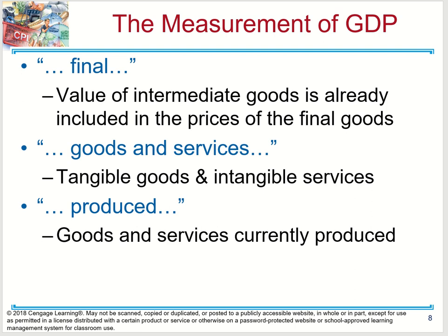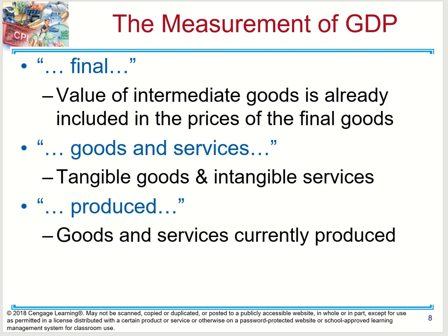The reason is that if you measure all the intermediate goods, there's a risk of double counting. Imagine you take a piece of paper. You count it once as paper, and then a publisher buys this paper and turns it into a textbook, and you count it one more time as a textbook. That's double counting, because the paper in the book is actually counted twice. So to avoid double counting, we avoid counting intermediate goods and only count final goods.